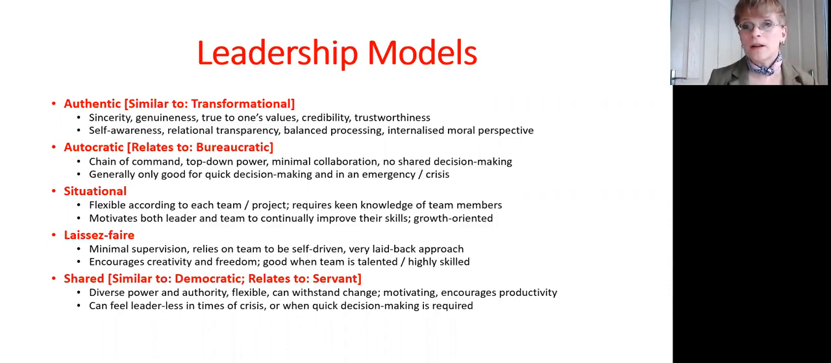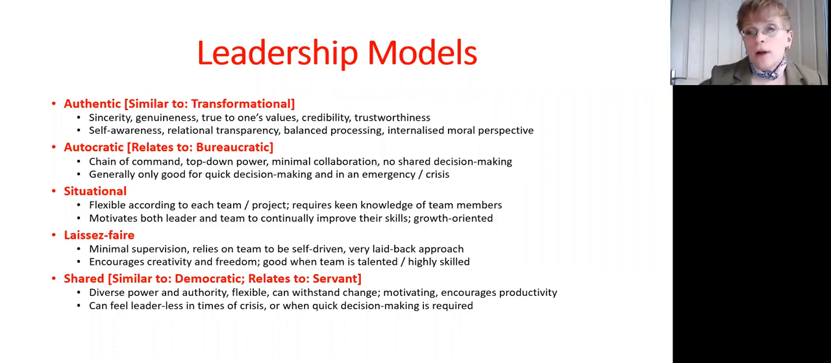Self-awareness is the first part. That's the second line under authentic, if you're following along. Again, know yourself very well. Relational transparency, again, very clear in how you stand with others and what you expect of them and what they can expect of you. Balanced processing, the way that you handle everything is as fair and balanced as possible, and also in terms of balancing all the parts of the process. And an internalized moral perspective is, in other words, ethics.